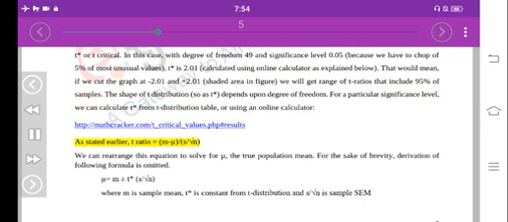As stated earlier, t-ratio equals (m − μ) / (s/√n). We can rearrange this equation to solve for μ, the true population mean. For the sake of brevity, the derivation of the following formula is omitted. μ equals m plus or minus t* times s/√n, where m is the sample mean, t* is a constant from the t-distribution, and s/√n is the sample SEM.